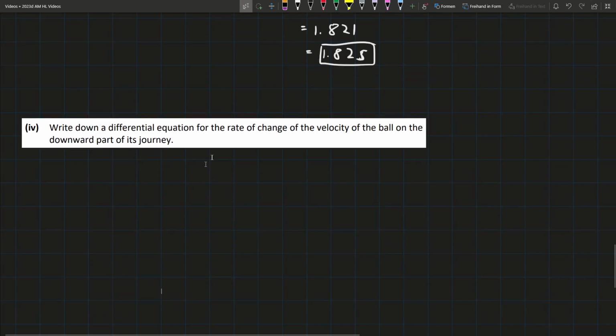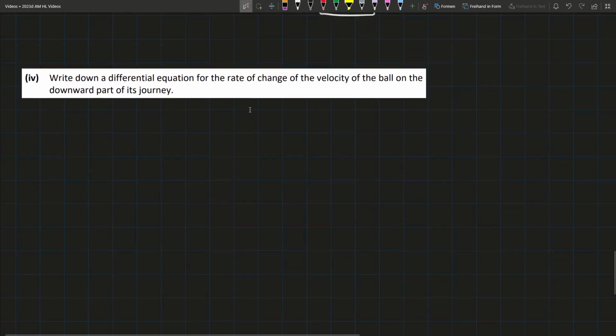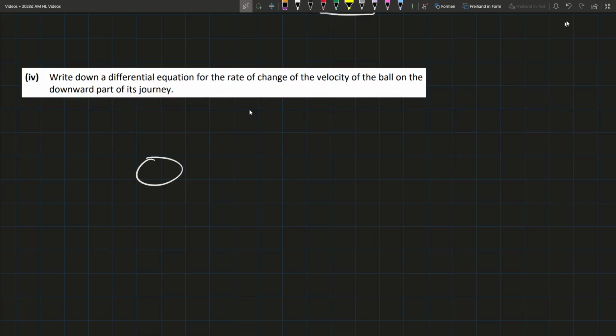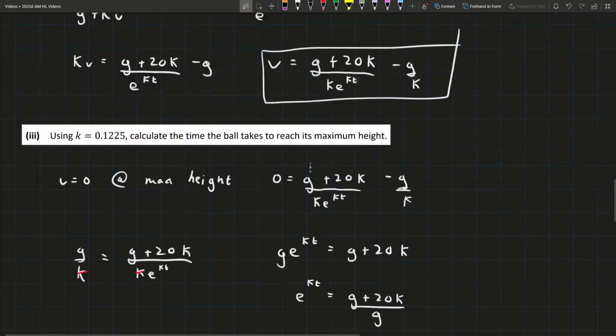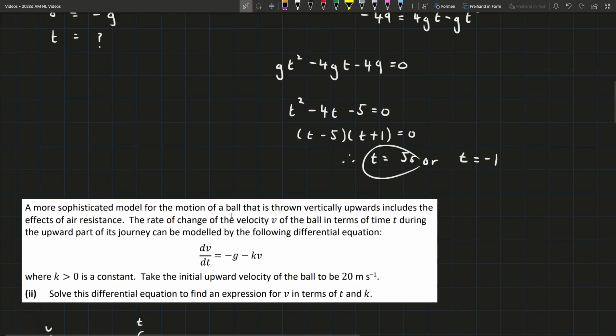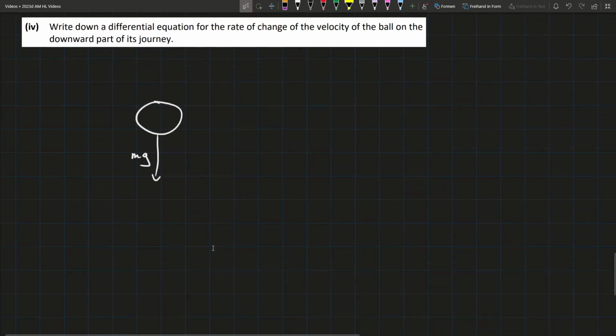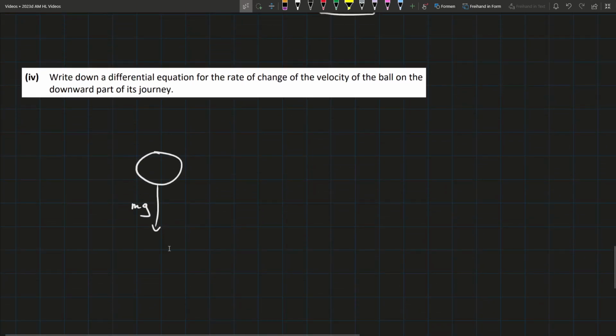Finally, we're asked to write a differential equation for the rate of change of velocity of the ball on the downward part of the journey. So basically, let's just have a look at the ball and the forces on it, because that's how you do differential equations. We can use F equals ma. So we'll have the weight pulling it down, mg. And I'm not sure, did they say the drag force was kV? They didn't say that necessarily, but we can assume that the drag force is mkV because they have it here, so we'll say mkV because they should cancel out eventually.